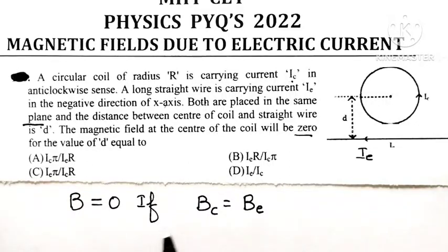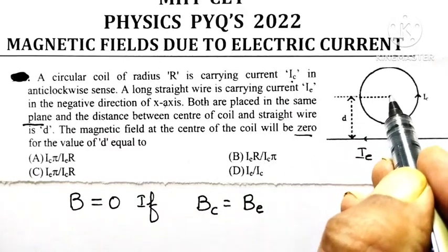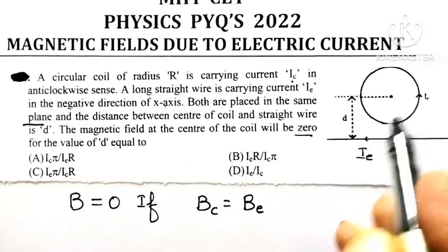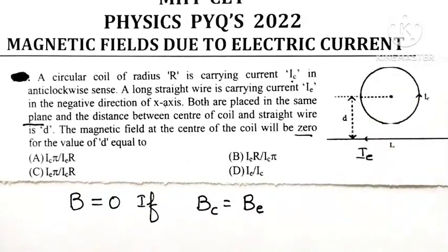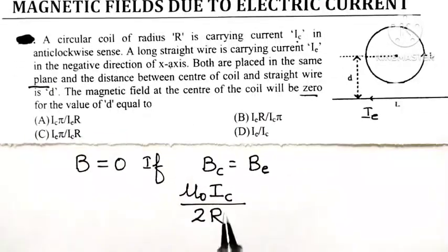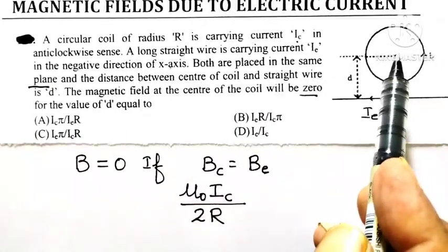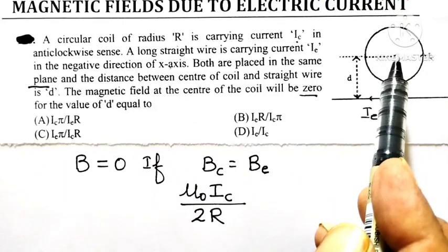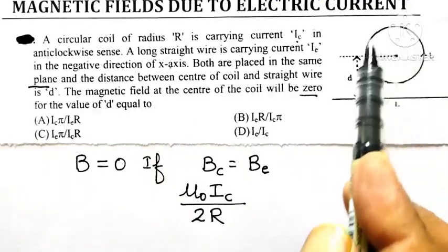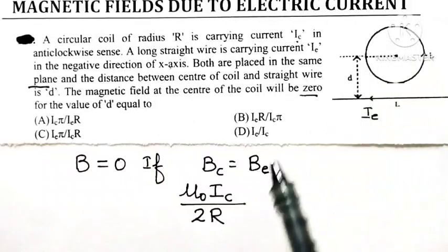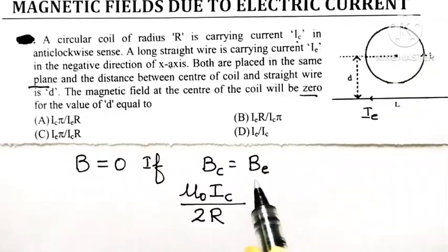Now what is the value of the magnetic field? The magnetic field at the center of the coil due to the current carrying coil is mu 0 into the current flowing through the coil, that is IC, divided by 2 times the radius of the coil. So mu 0 IC upon 2R represents the magnetic field produced at the center of the coil due to current IC carried by that circular coil, and that is equal to BE.